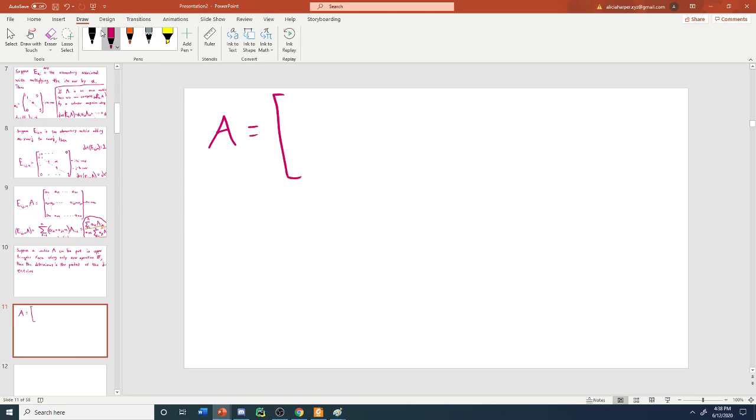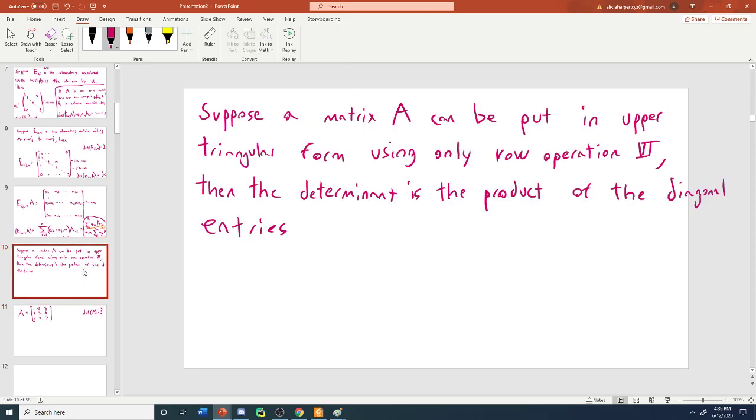And here I'll have a 1, 2, 3, a 1, 3, 5, and a 1, 3, 7. So I want to compute the determinant of A. Well, the way I learned about doing it last time, I could do this via a cofactor expansion. But now I have a very, very powerful tool in my arsenal, namely the claim I made here.